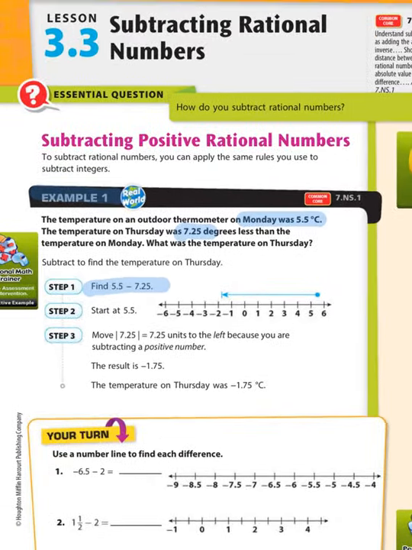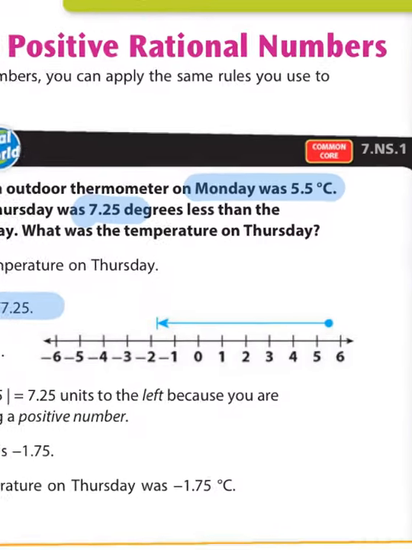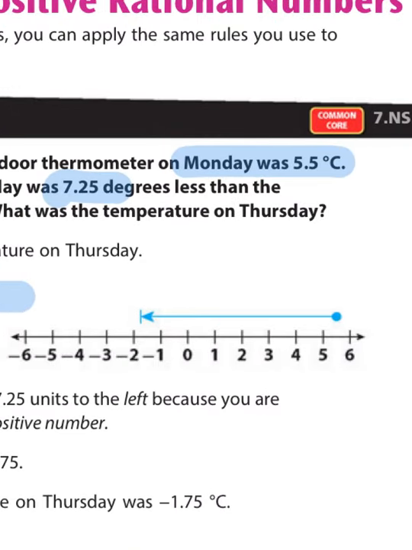And we start at 5.5, and then we're going to move 7.25 units to the left because we're subtracting a positive number. This is the same thing as adding a negative number. We're going to move to the left. And then this is a little hard to count. I wish they marked it a little better. So notice we start at 0.5 right in the middle. First I'm going to count whole numbers.